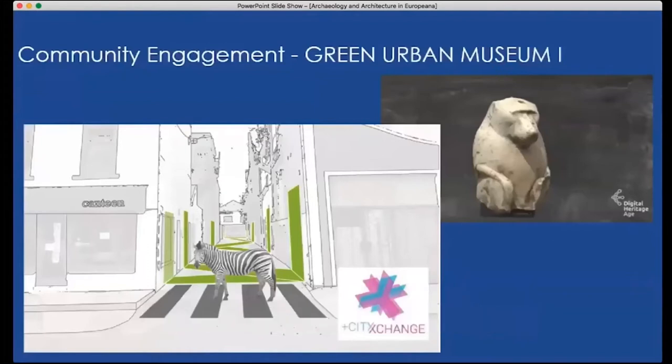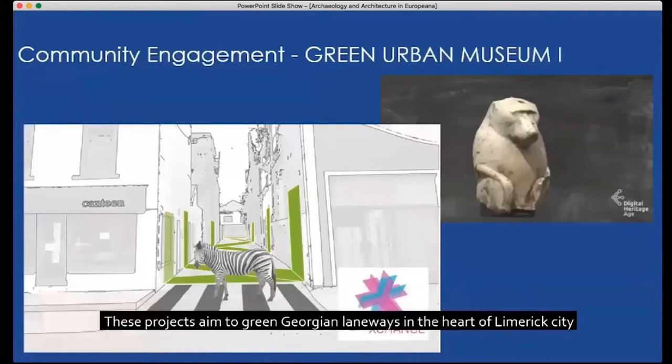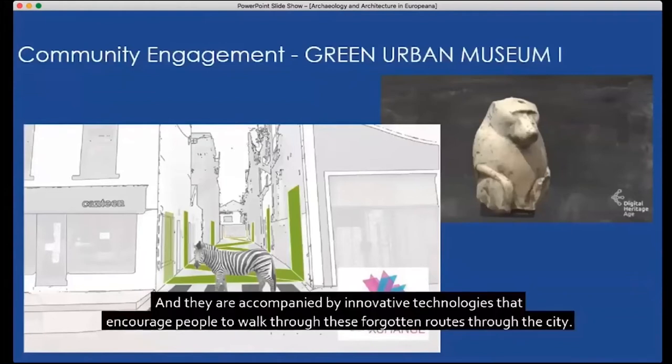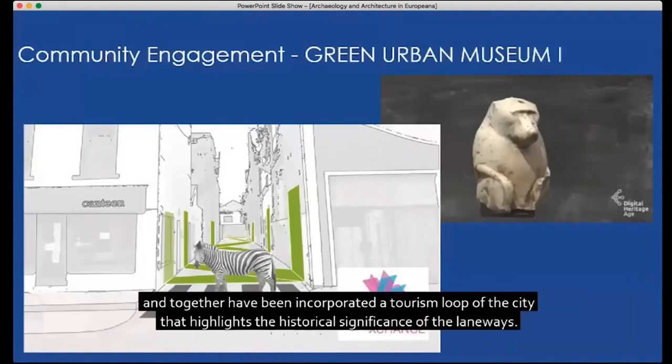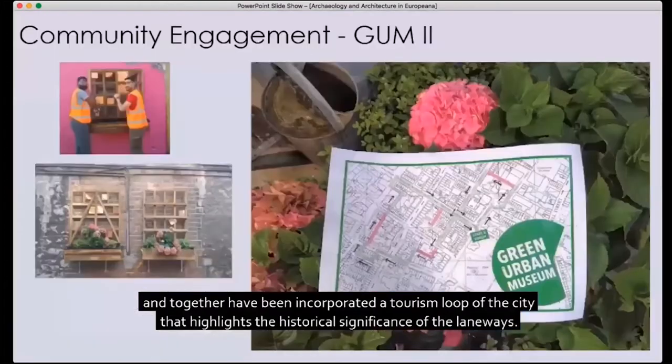So these projects aimed to green Georgian laneways in the heart of Limerick City and then using digitized objects to be placed into the laneways. These are accompanied by innovative technologies that encourage people to walk through these forgotten routes through the city. So the two pilot projects both use digitized collections and together have been incorporated into a tourism loop of the city that highlight the historical significance of the laneways.